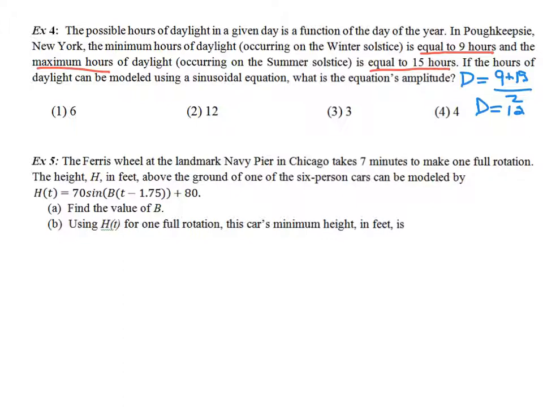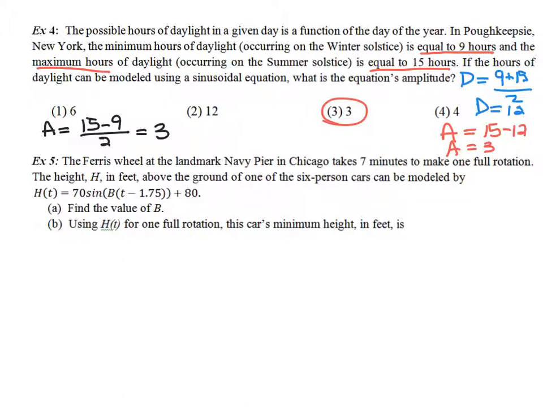Now, to find the a, though, what we're going to have to do is say, let's take our maximum is 15, and let's subtract that d value of 12, so that tells me that the a value would be equal to 3. So I'm choosing choice number 3. I've got one other option to do this problem. I could solve for a also by saying, take the maximum 15 minus the minimum 9, divide it by 2, and that also gives me an answer of 3. So whichever way makes more sense to you, go ahead and use that method.